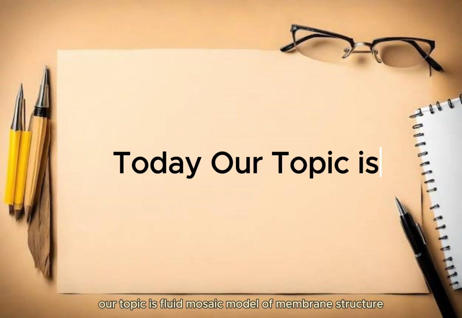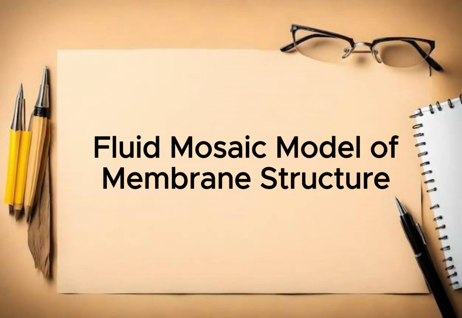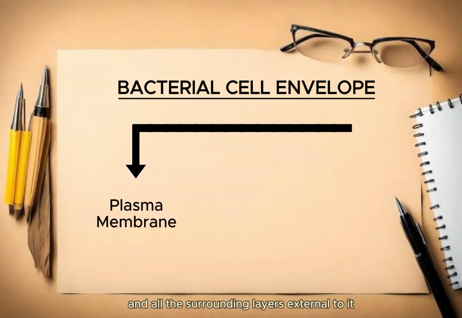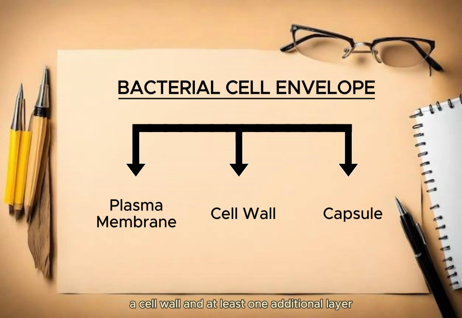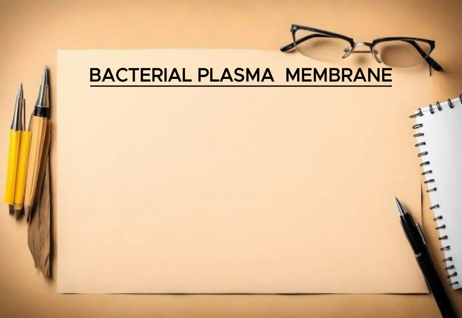Today our topic is Fluid Mosaic Model of Membrane Structure. The cell envelope is defined as the plasma membrane and all the surrounding layers external to it. The cell envelopes of many bacteria consist of the plasma membrane, cell wall, and at least one additional layer, for example, capsule or slime layer. Of all these layers, the plasma membrane is the most important here. We will discuss the bacterial plasma membrane.